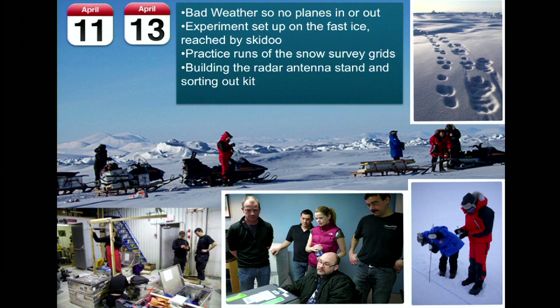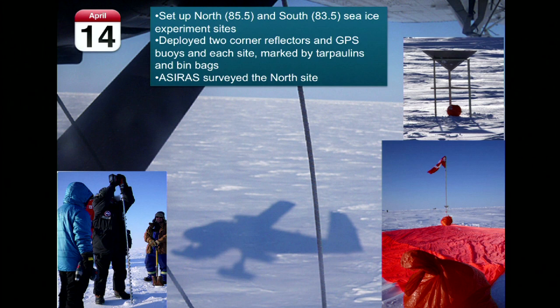So when we finally could make it out, we set up two sites on the ice, a north and south site. We put out things like these bright orange tarpaulins and bin bags filled with snow. So the aircraft, when they fly over, would have a target. What the aircraft are trying to hit are these things. They're called corner reflectors, and they provide a very bright target for the aircraft, but they're difficult to spot when you're flying. So putting things like this, like the bin bags, just provides a simple target for them.